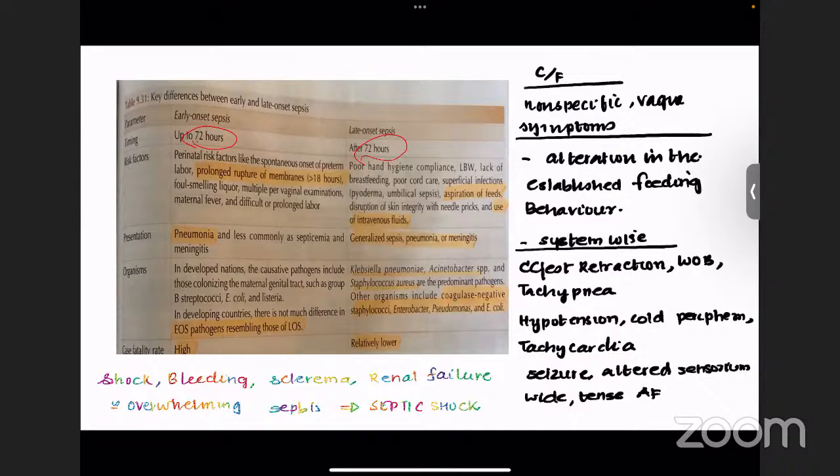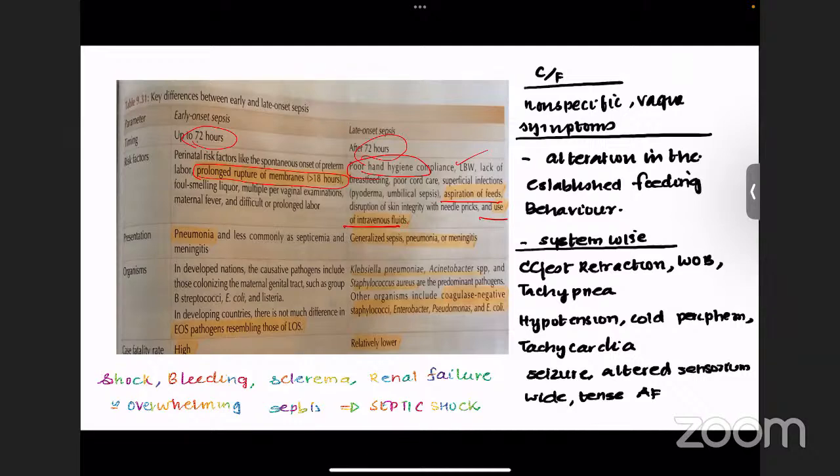In early onset, the perinatal risk factors are always in the maternal genitalia or the labor room environment. One of the risk factors is prolonged rupture of membranes for more than 18 hours. In late onset sepsis, it is the NICU, and other risk factors are low birth weight, poor hand hygiene, aspiration of fluid, use of intravenous fluid, and puncturing the child more than 3 or 4 times for making an IV line or taking a sample. The organisms are mostly NICU organisms, whereas in early onset they are mostly maternal genital tract organisms.